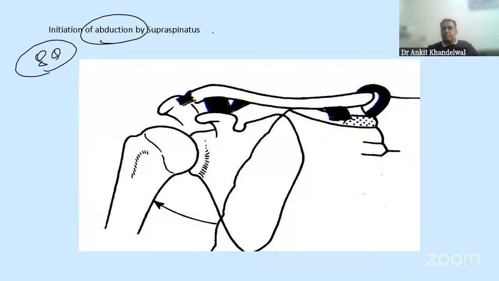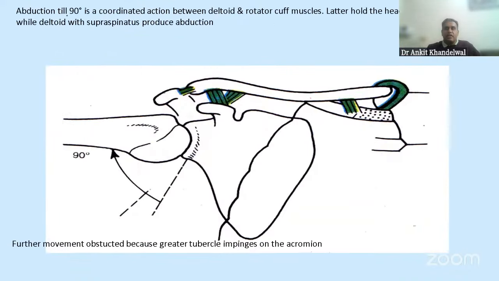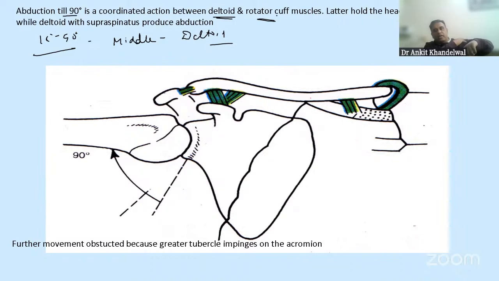It is initiated by supraspinatus, 0 to 15 degrees. So just the beginning is done by the supraspinatus muscle located over here. After that, till 90 degrees, so 15 to 90 degrees, it is done by the middle fibers of deltoid muscle. Coordinated movement of deltoid and rotator cuff muscle, 15 to 90 degrees. You can feel the tightness of this muscle, in both of your hands, any hand. 15 to 90 degrees by the deltoid muscle associated with the rotator cuff.